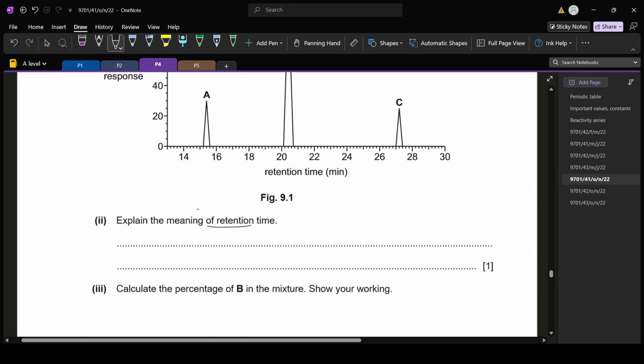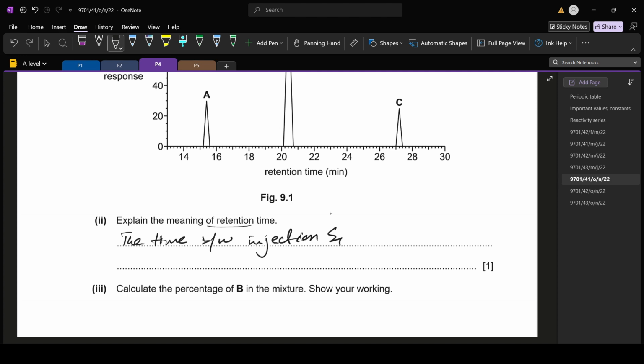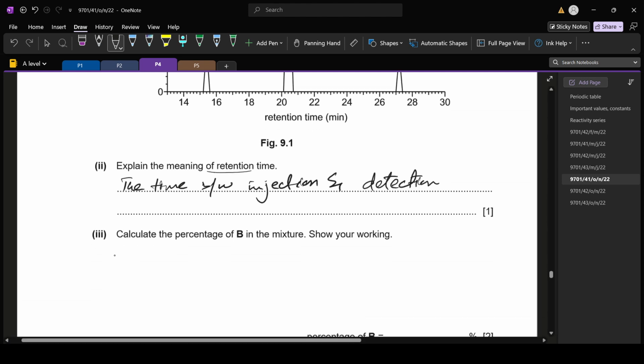So it is the time between injection and detection. Or you can also write that it is the time that the substance stays in the column. Now part 3: calculate the percentage of B in the mixture.